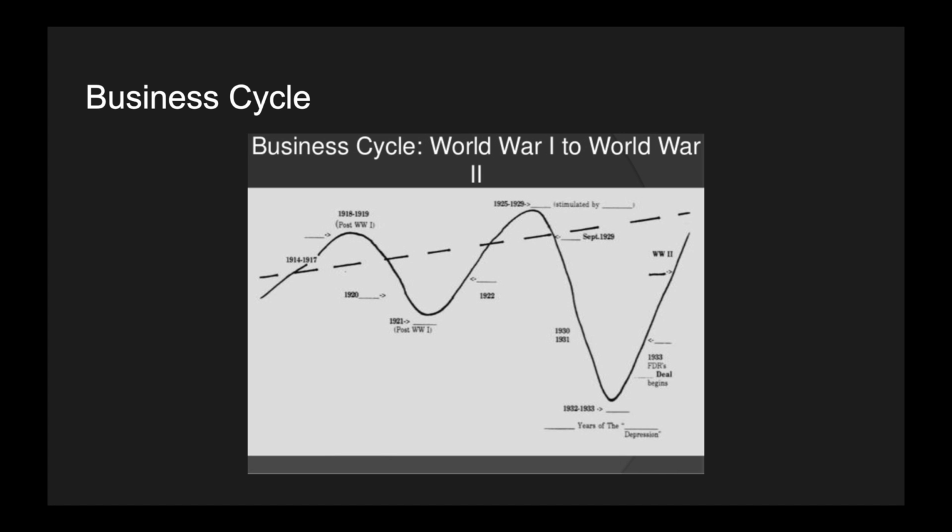Now, let's start with an economic concept called the business cycle, a cycle of alternating periods of expansion and contraction of the national economy. On the graph shown, the relative maximum points are called the peak and the relative minimum points are called the trough. This is what the business cycle looked like between World War I and World War II. Based on the graph, the economy peaked during the Roaring Twenties and then plunged straight down since 1929 and reached the lowest point around 1932, which is the Great Depression.